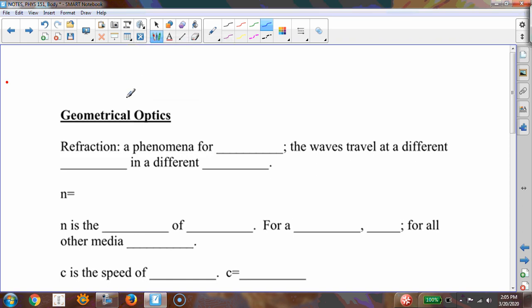Okay, on to geometric optics. Geometrical, I guess, is not incorrect. I usually say geometric optics. We'll talk about two phenomena, refraction and reflection. Refraction is probably the more difficult, so let's begin with that.